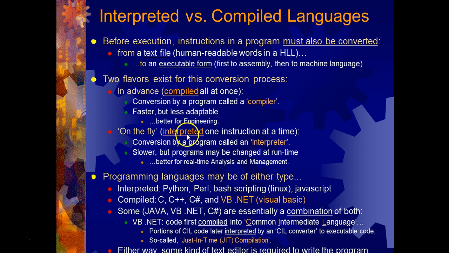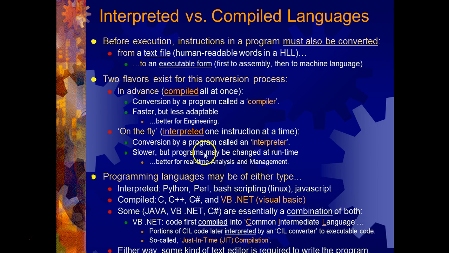So on the fly, it's interpreted one instruction at a time. So in other words, conversion by a program called an interpreter. And so it's not all done at the beginning. It's just done one line at a time. So because of that, it's slower, but it means that you can change the program at runtime. Once you've converted a program using a compiler, you can't really change it after that. You can change it, but you can't do it while it's running.